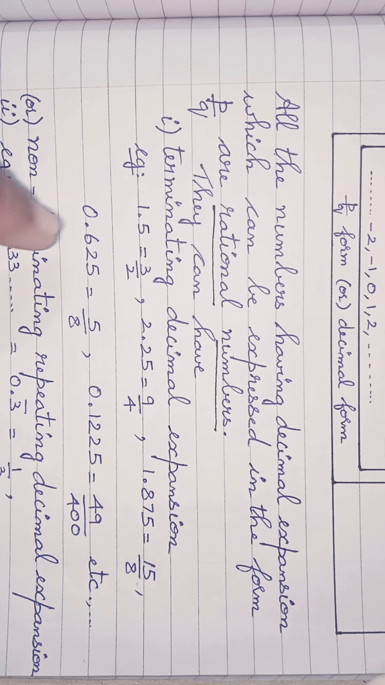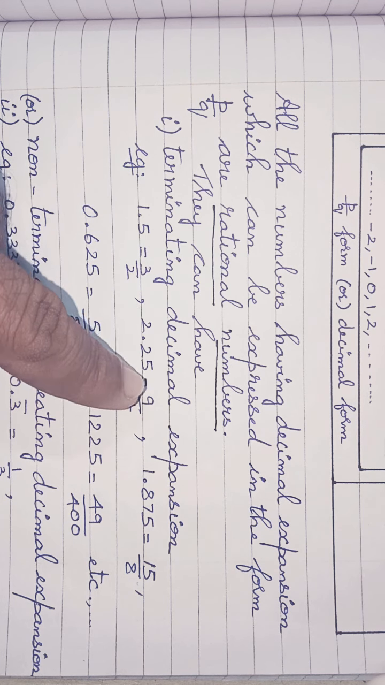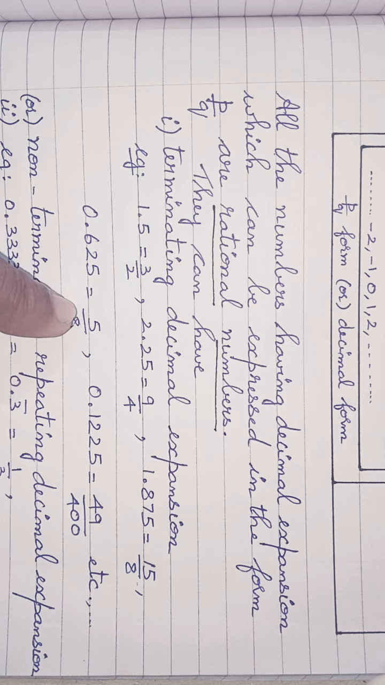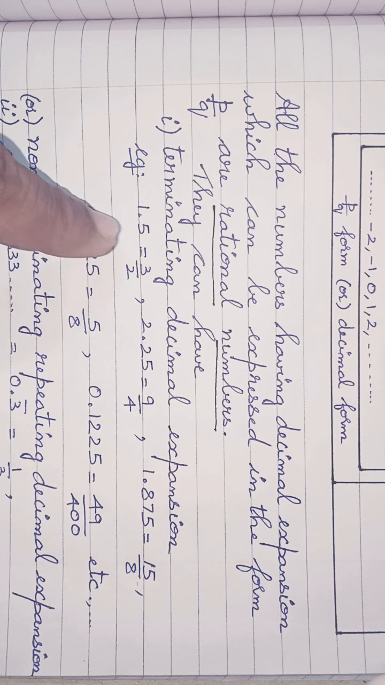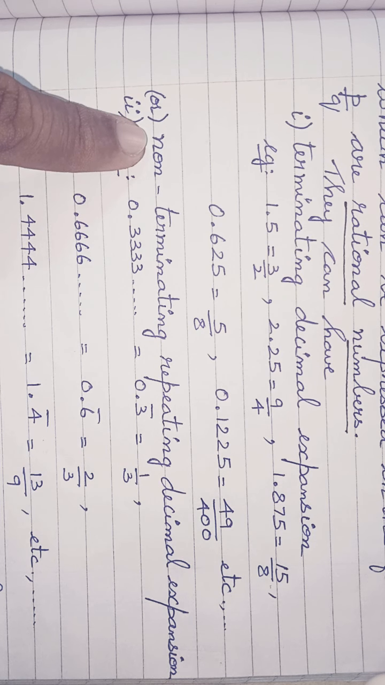Now you can see that I have given you some examples of numbers with terminating decimal expansion. You can see that all these numbers can be written in the form of p by q. So this is one way you can see the rational numbers. There is another way which I will show you. This is the second way you can see how a rational number can be represented.